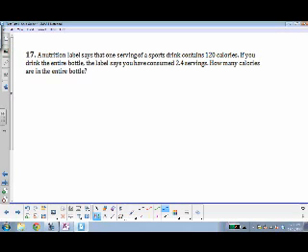17, a nutrition label says that one serving of a sports drink contains 120 calories. If you drink the entire bottle, the label says that you have consumed 2.4 servings. How many calories are in the entire bottle? Again, we'll set up a proportion. We're going to put our units in first. We're talking about servings to calories.